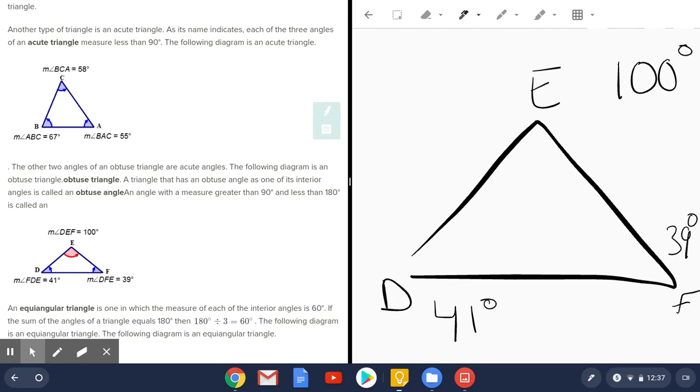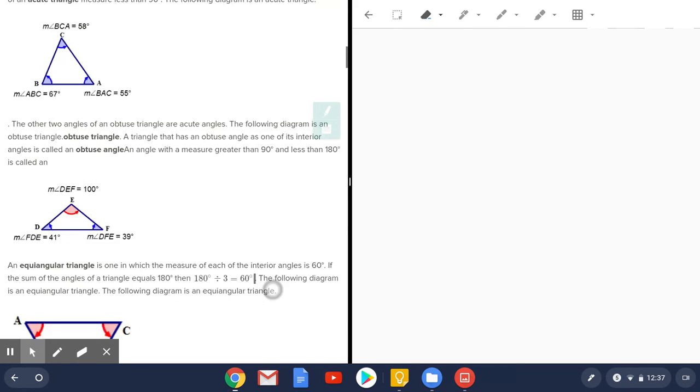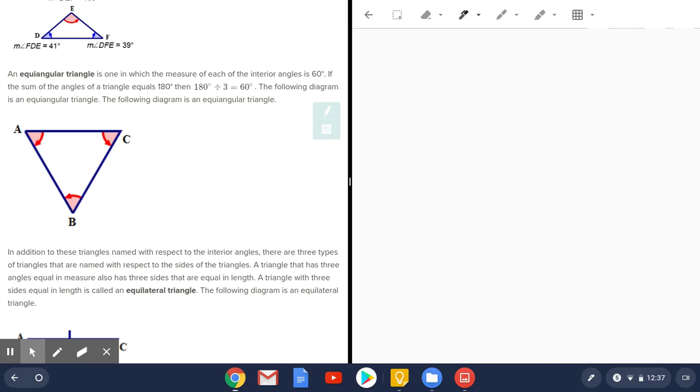So angles D and F, they're each less than 90 degrees, so they would be acute angles, correct? But angle E is above 90 degrees. It's 100 degrees. So ladies and gentlemen, this angle right here is obtuse, correct? So this would be an obtuse triangle. An obtuse triangle exists when you have an angle that is greater than 90 degrees and less than 180 degrees. So that was triangle number 3.